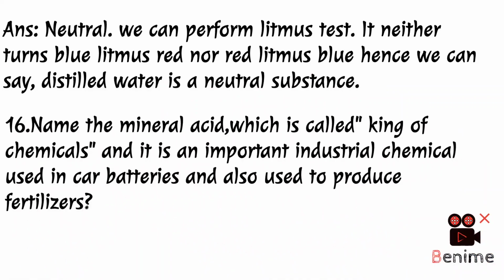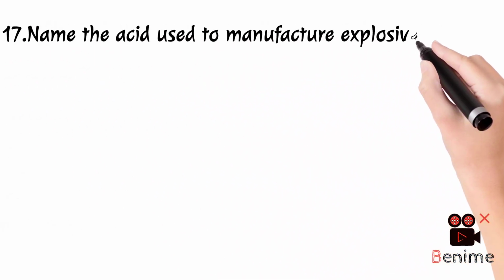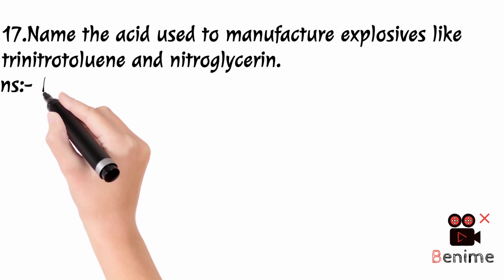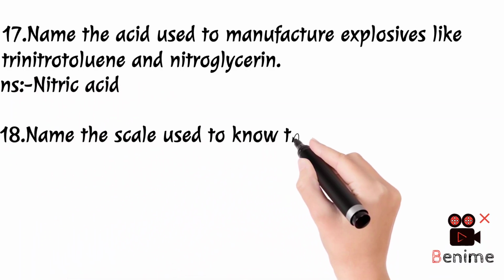Question number 16. Name the mineral acid which is called king of chemicals, and is an important industrial chemical used in car batteries and also used to produce fertilizers. It's sulfuric acid, H2SO4, which is a mineral acid prepared from inorganic compounds. Question number 17. Name the acid used to manufacture explosives like trinitrotoluene and nitroglycerin. It's nitric acid, HNO3, which is also used by goldsmiths to clean gold and silver ornaments.